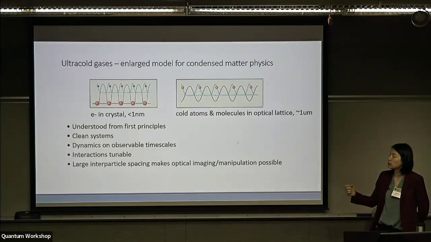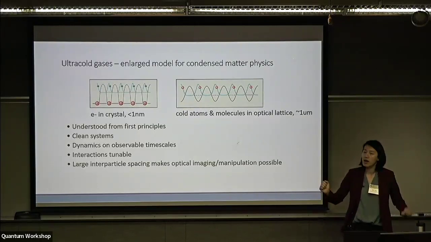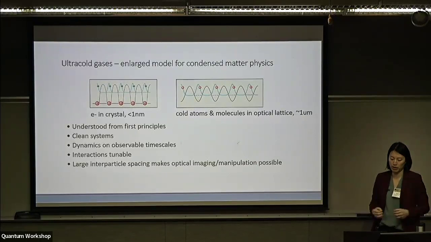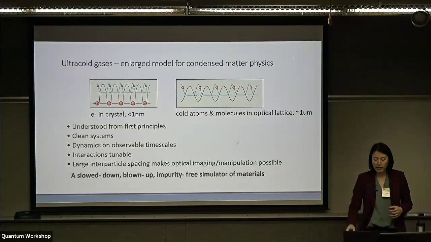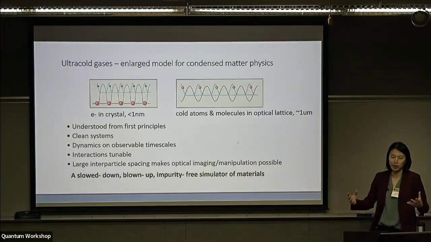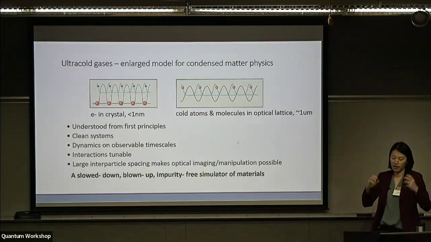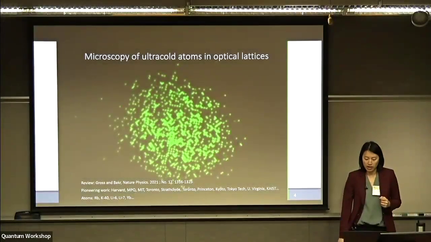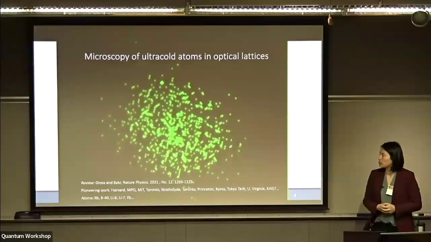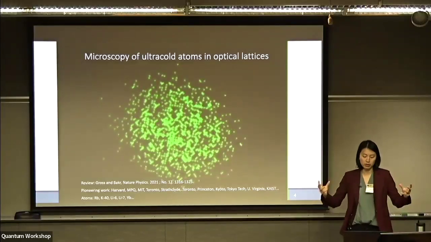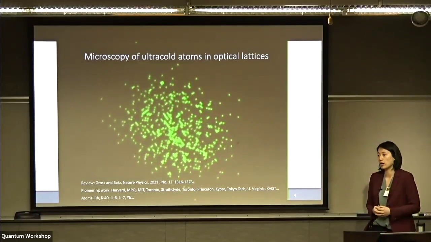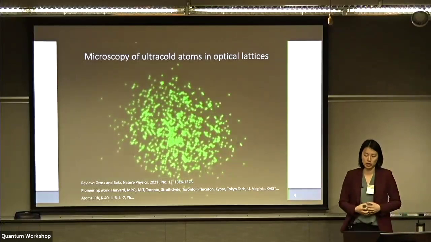And crucially, we don't have the Coulomb interaction or the screened Coulomb interaction, but what we do have are van der Waals type interactions where the strength can often be tunable with external magnetic fields. And so in many ways, I consider this field as a way to slow down and blow up materials and simulate them in the lab. And the last point that I brought up on that slide was the large interparticle spacing makes imaging and manipulation of individual atoms possible in a way that's quite tricky to do in the solid state.